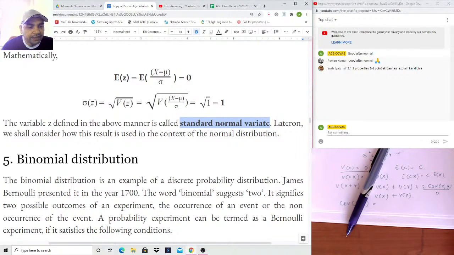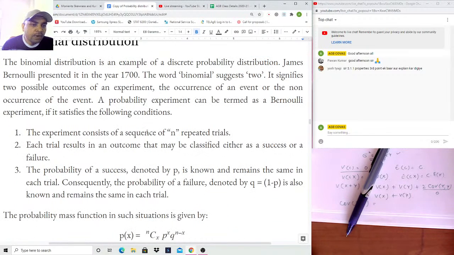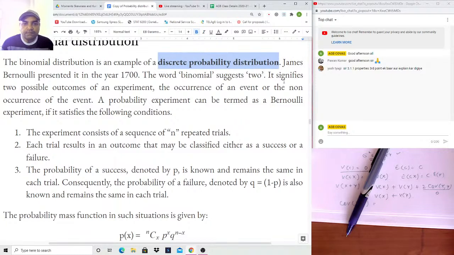Now we will be studying our first probability distribution, that is the binomial distribution. The binomial distribution is an example of a discrete probability distribution. We have already studied this thing. What is a discrete probability distribution?